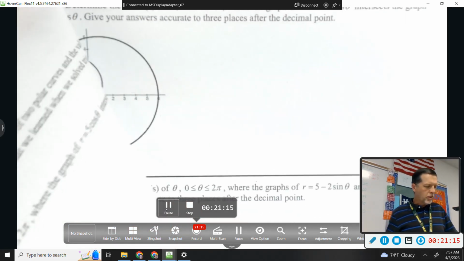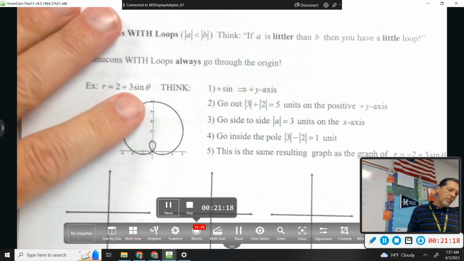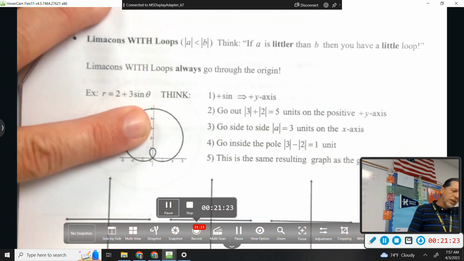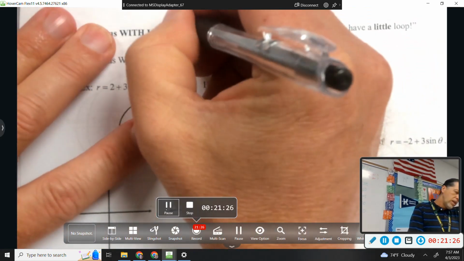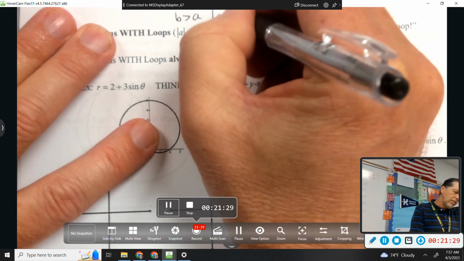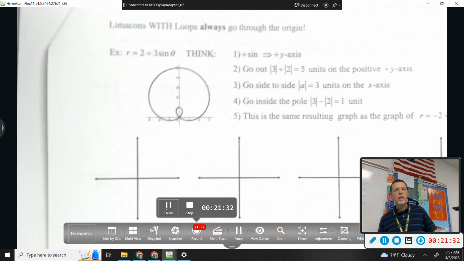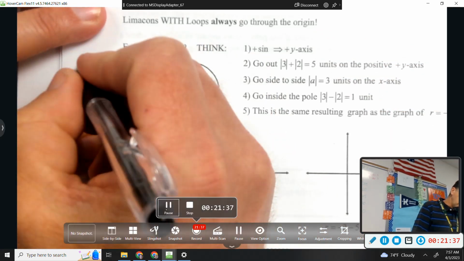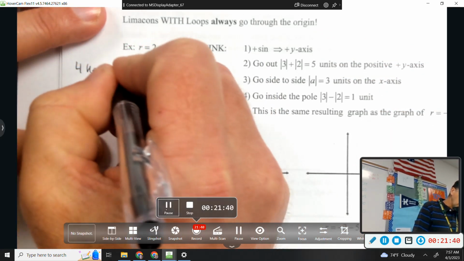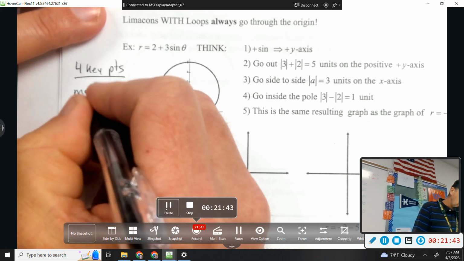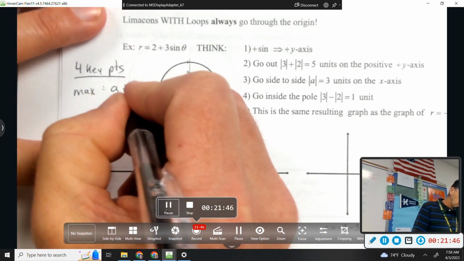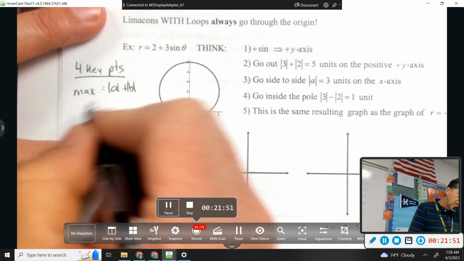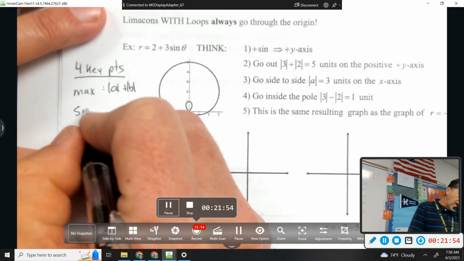All right, Limacons with a loop. Again, if A is littler than B, you have a loop. I just always think that A is the circle part and B is the loopy part. So if B is bigger than A, then you've got a loop. And again, I don't want to just mark those out, but you're still going to have the 4 key points, and they're kind of the same. Max is A plus B. Well, absolute values, so you don't have to worry about signs. Then the sides are still A.